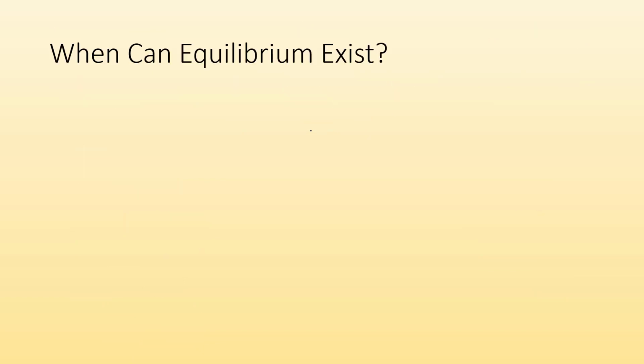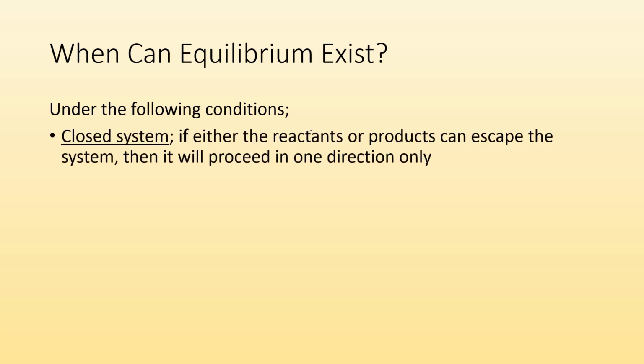So when can equilibrium exist? We already talked about how not every reaction can find equilibrium or exist as an equilibrium. So the ones that can, you still need to meet some conditions. So it needs to be a closed system. If either the reactants or the products can escape the system, then it's only going to proceed in one direction. It can't have a reverse reaction if all my products are leaving, right? So it needs to be a closed system.